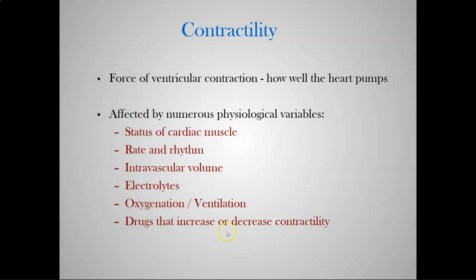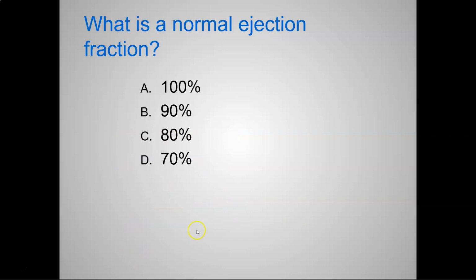And then we have our drugs that increase contractility. Most common ones are epinephrine, dobutamine, dopamine. They all have dromotropic, inotropic, chronotropic properties to them. But specifically, when I say inotropic, we're talking about the force of contractility.